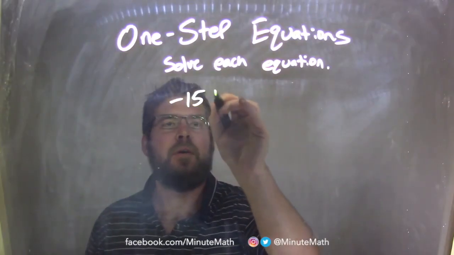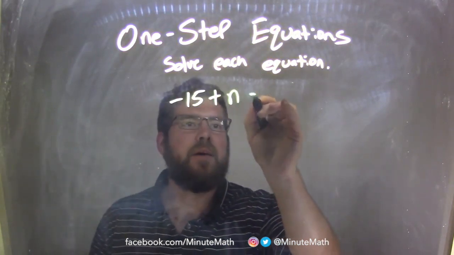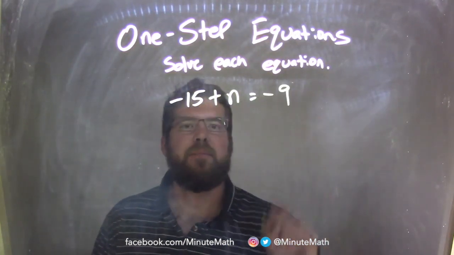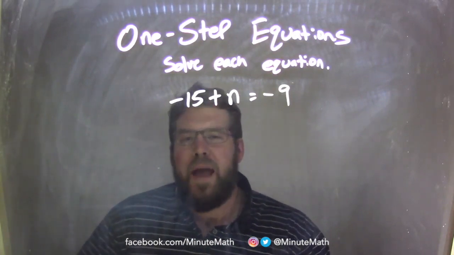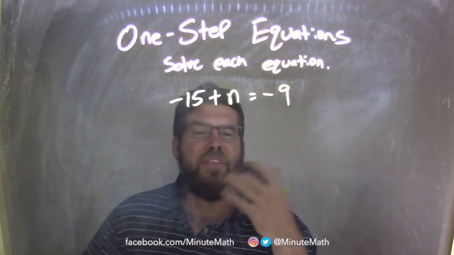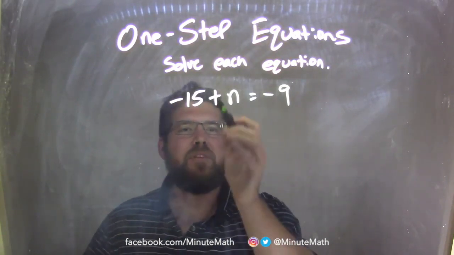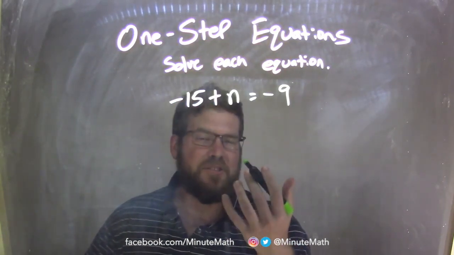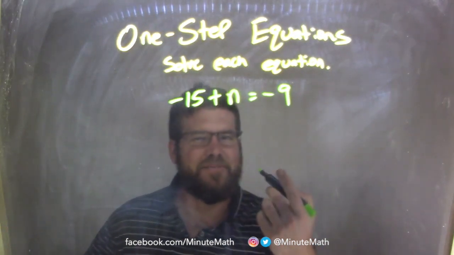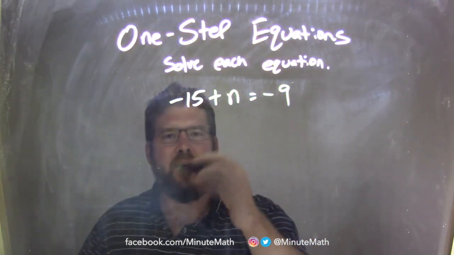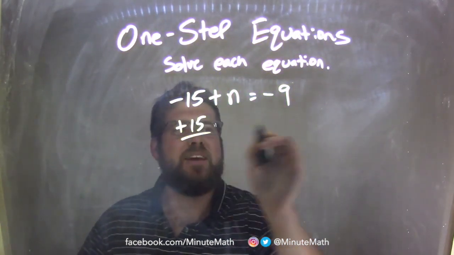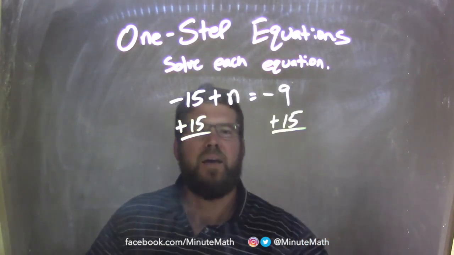15 plus the letter n equals a negative 9. Well, the way I can do this, right, I have to get n by itself. And this is a one-step equation. Well, I have a positive 15. Opposite of addition is subtraction, right? And the opposite of subtraction is addition. So if I have a 15, to get rid of that, I have to subtract a 15 from both sides. Now this gets tricky.